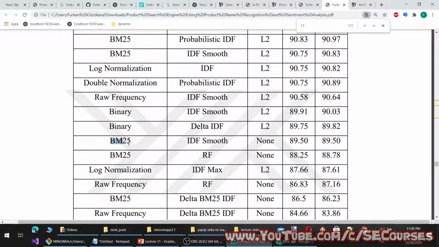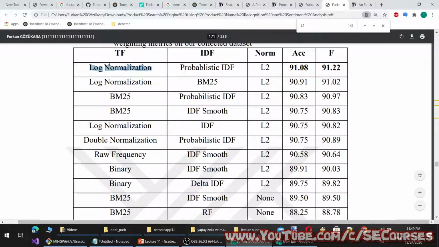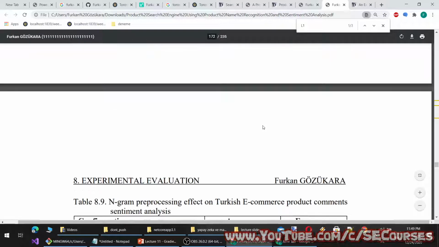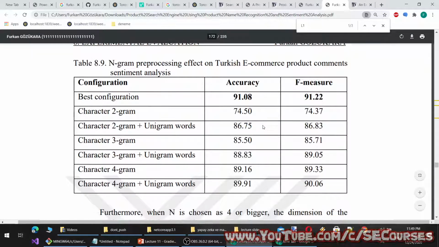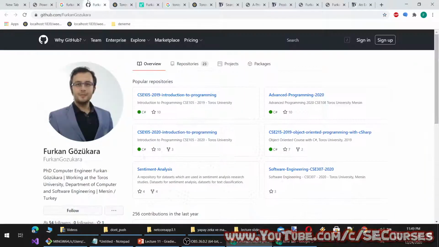For example, when I used BM25 and IDF Smooth, no normalization did the best. However, when we used the log normalization for term frequency and probabilistic inverse document frequency, L2 resulted in the best performance. So this is important, the regularization and normalization.